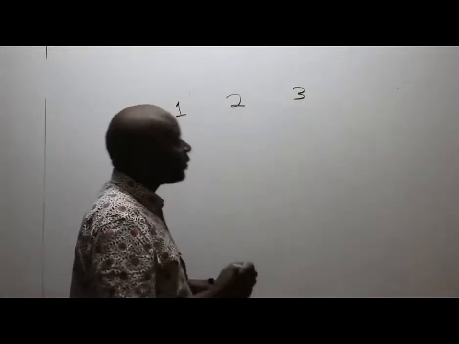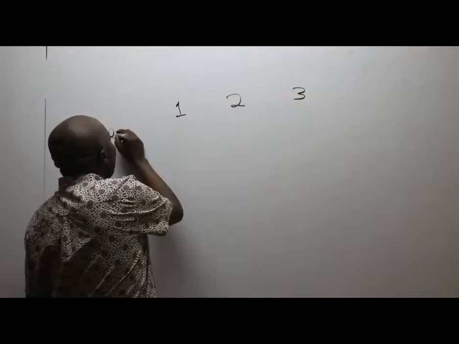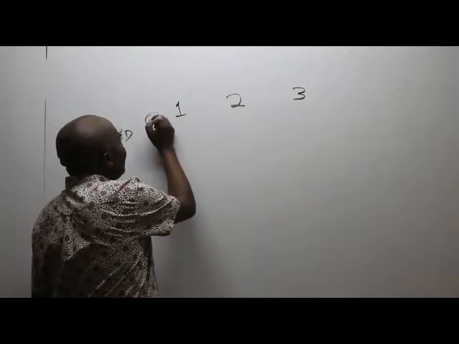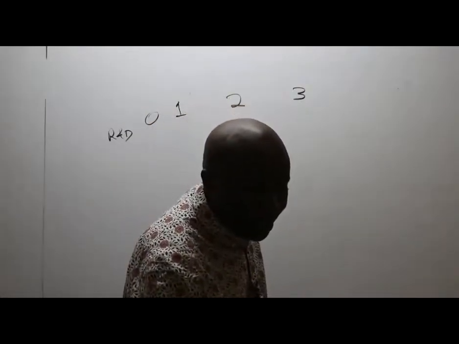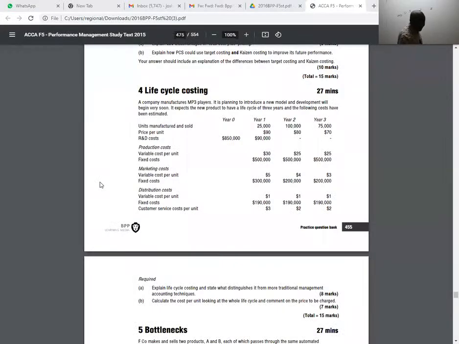So the first cost that I've seen there is called research and what year? Development. Sorry, I forgot year 0. Research and development. So under research and development, ladies and gentlemen, I can see 850,000. So year 0, we have 850,000. Great.